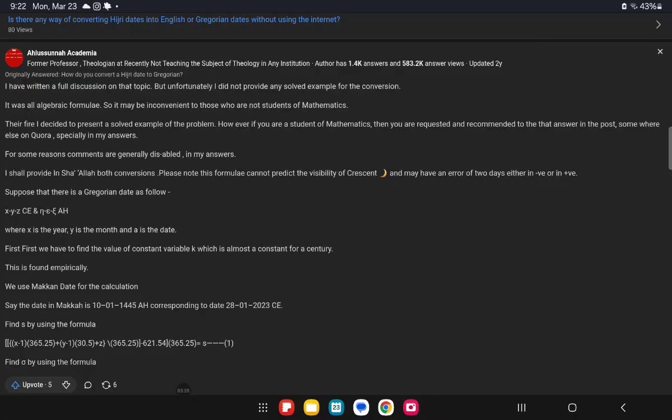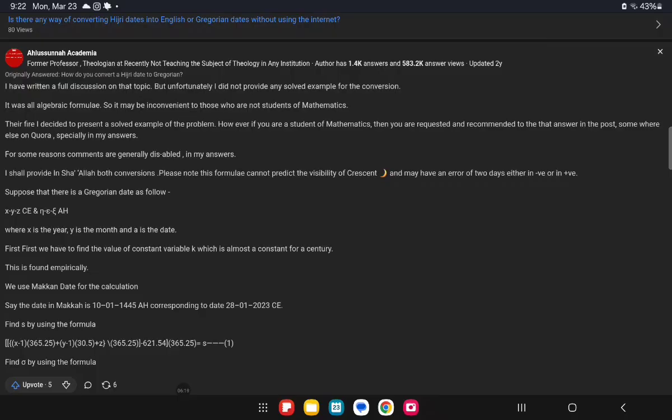Fortunately for me, algebraic formulae and not Excel stuff is what I am looking for. So it may be inconvenient to those who are not students of mathematics. Hello, students of mathematics here. Therefore, I'm assuming it meant therefore, I decided to present a solved example of the problem. However, if you are a student of mathematics, then you are requested and recommended to see that answer in the post somewhere else on Quora, specifically in my answers.